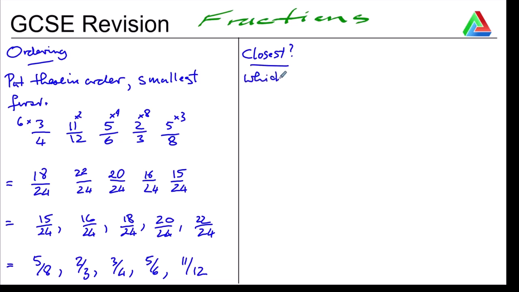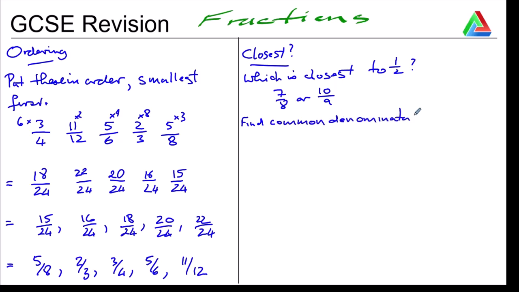Another thing that comes up in exams is where they'll say which is the closest to a half, or which is the closest to 1. So let's do one. Which is the closest to a half, 7/8 or 10/9? Again, use the same technique. You have to find a common denominator of 8 and 9, and in this case 2 for the half. So the lowest common denominator is 72. Change everything to over 72.